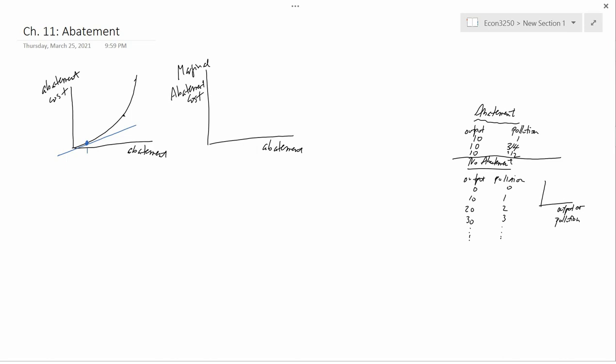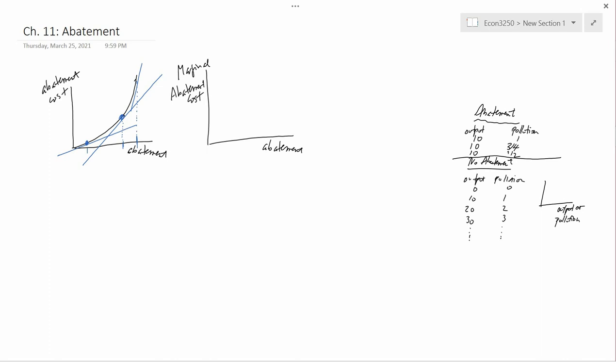But if I have a higher level of abatement, and I draw a tangent line to the abatement cost there, I get a steeper line, a steeper tangent line. And so what that means is that the marginal abatement cost, which is fairly low on the left, gets higher on the right. If I were to draw a tangent line corresponding to this even higher level of abatement, that tangent line would look approximately like this, which has an even higher slope. So as you go from left to right, these tangent lines become steeper, and so the marginal abatement cost becomes steeper.